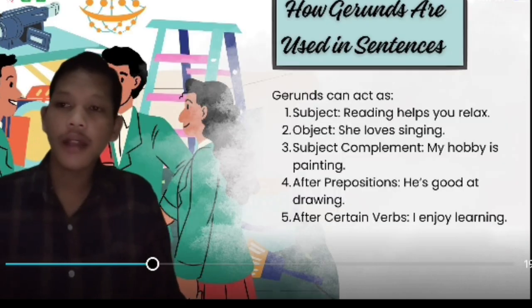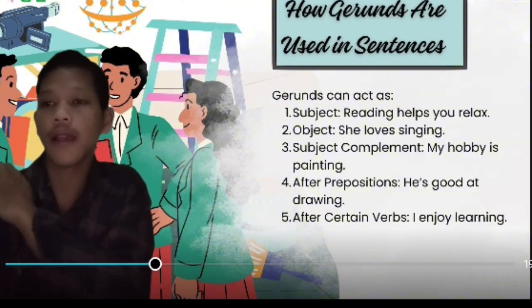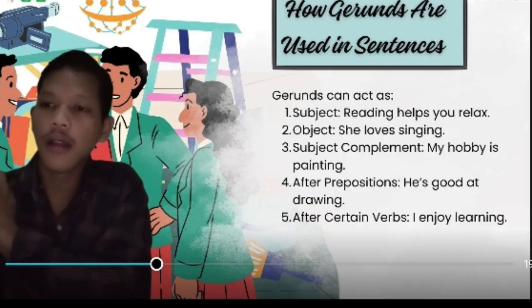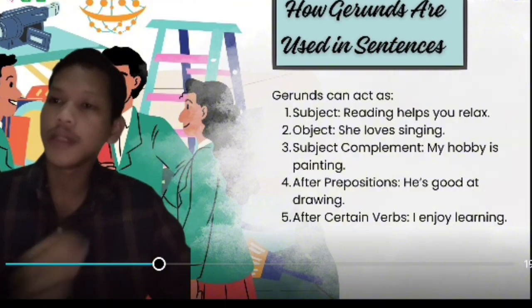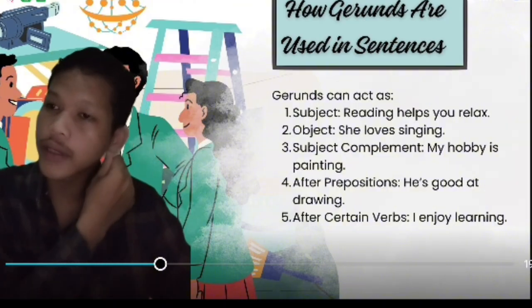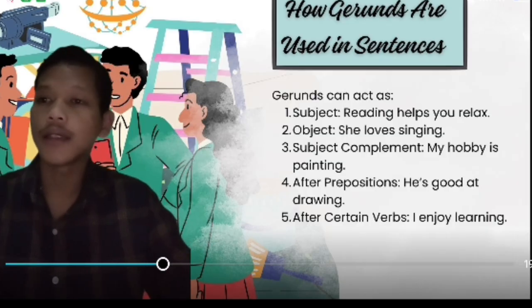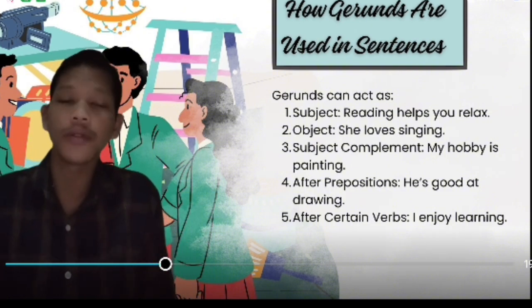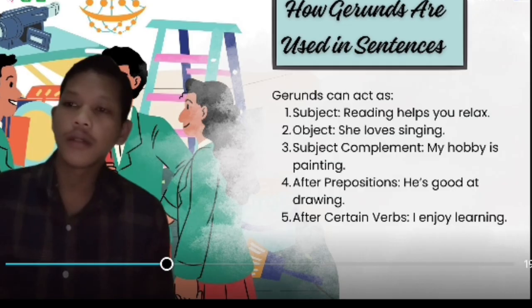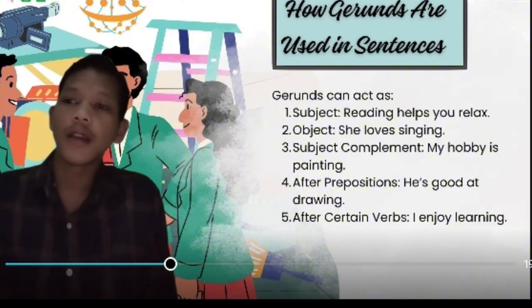Right. Next slide. How gerunds are used in the sentence. We will explore how gerunds are used. There are 5 contexts in which we can use gerunds. The first one, we can use a gerund in a sentence as a subject. Like this example, reading helps you relax. Reading here is not a verb or an adjective. It functions as a noun and the subject of the sentence.